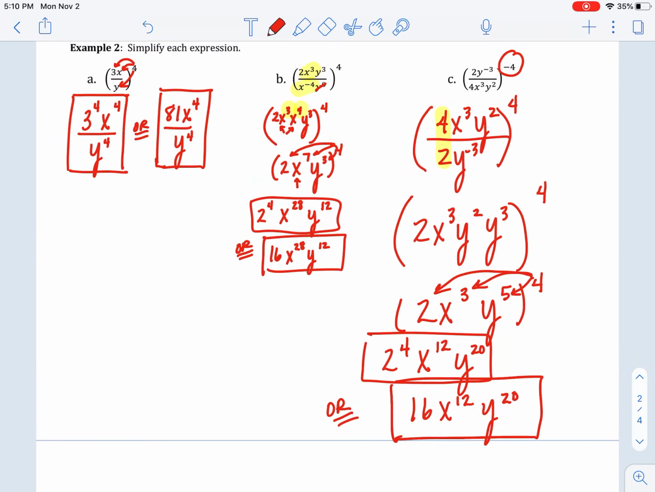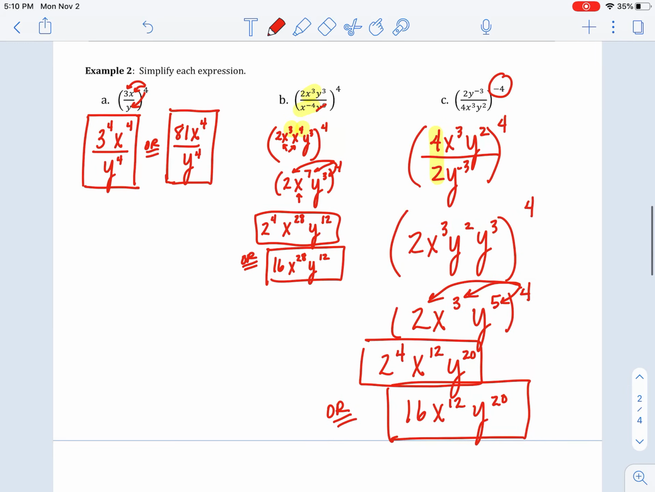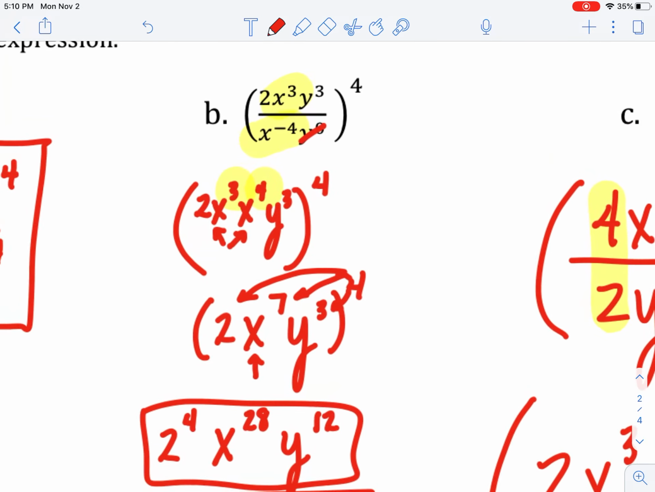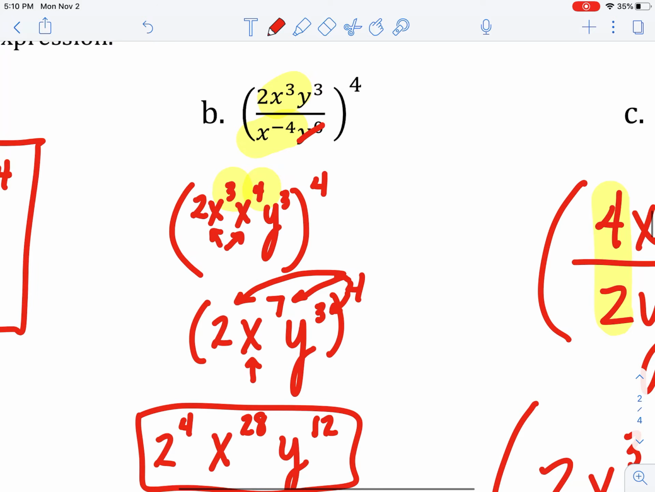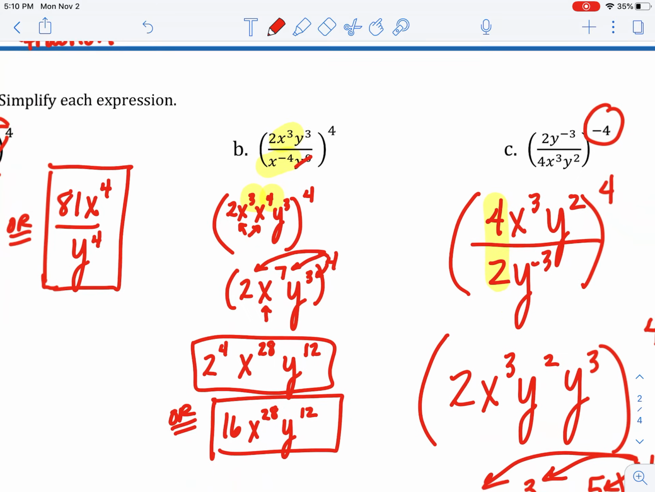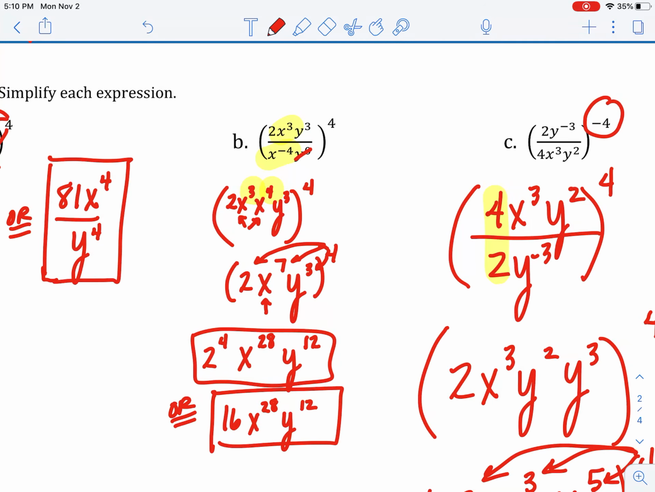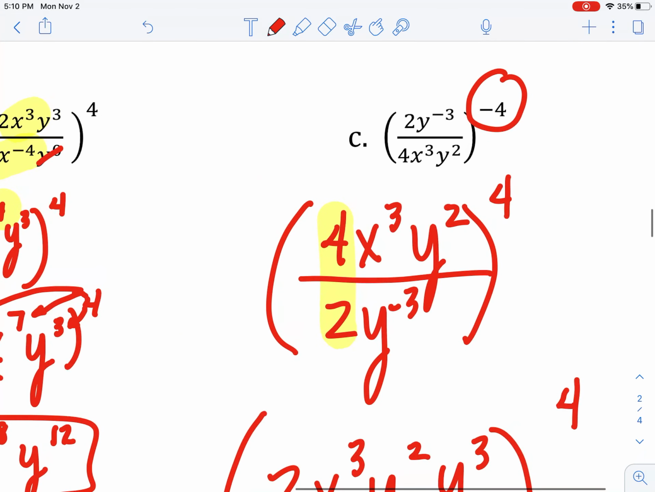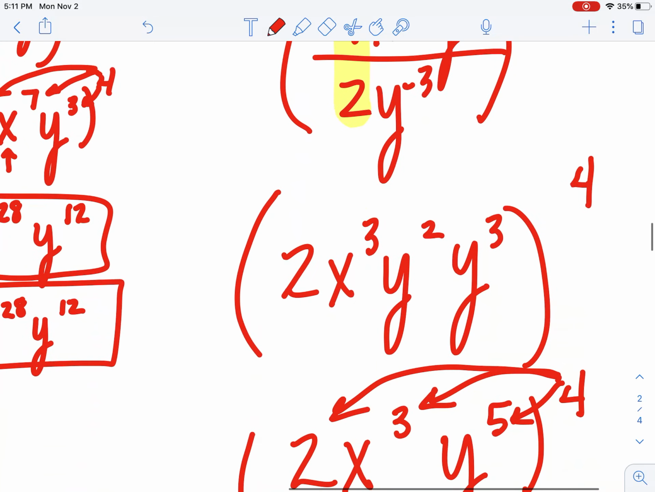So the moral of the story is if you have the same variable inside the parenthesis, you actually could clean up the inside of the parentheses before you deal with that outside exponent. And if you have a negative exponent like in C, you could flip the entire fraction first. That'll turn that outside exponent to a positive 4, and then start the cleanup on the inside of the parentheses.